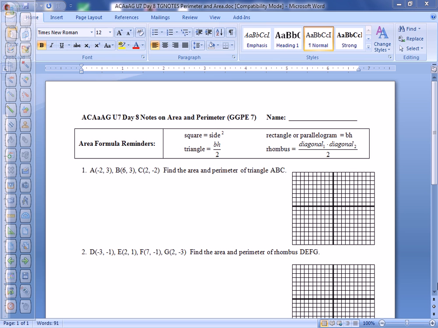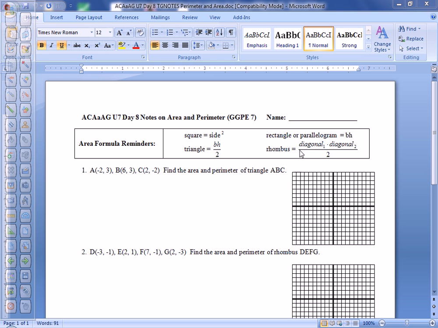Today we are going to learn how to find the area and perimeter of different figures on the coordinate plane. Just a reminder of some things you should already know about area and perimeter. To find the area of a square, it's the side squared. Area of a triangle is 1/2 base times height. Area of a rectangle or parallelogram is the base times the height. You may think of this as the length times the width.